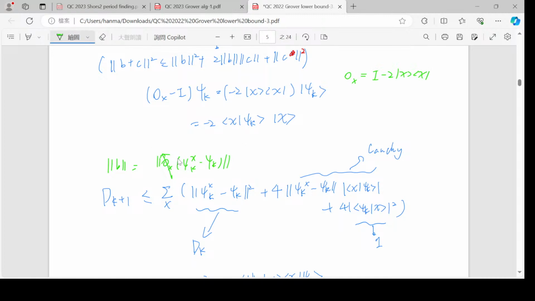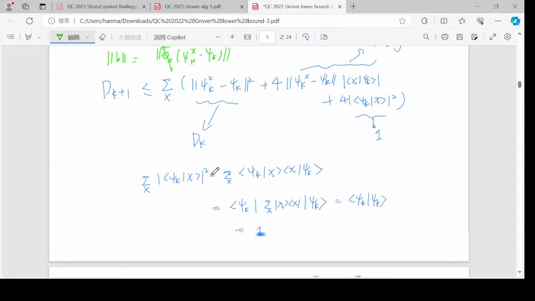So for norm B you don't have this O_x, and norm C equals 2, twice the norm of x times the inner product with psi_k. This makes things a little easier. Because you take a norm, minus 2 becomes 2, and the norm of x equals 1. And the norm on B, as we said, you can take out the O_x. That makes things a little cleaner. So 2BC is this thing, and C squared is 4 times this inner product squared.